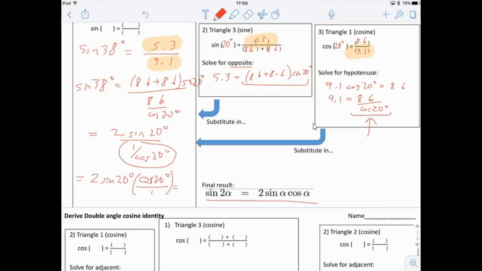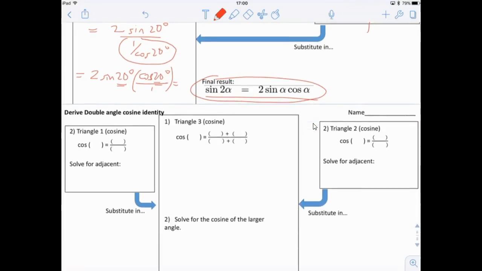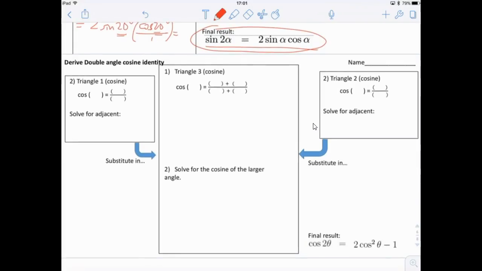We have the sine of 38 degrees, which is the double angle, is equal to 2 sine of 20 degrees times cosine 20 degrees. So we've just derived this relationship here. It's a lot easier to derive these relationships with numbers instead of variables, right? Okay, let's now do the double angle cosine identity derivation.